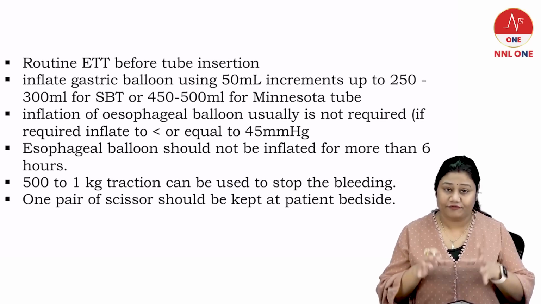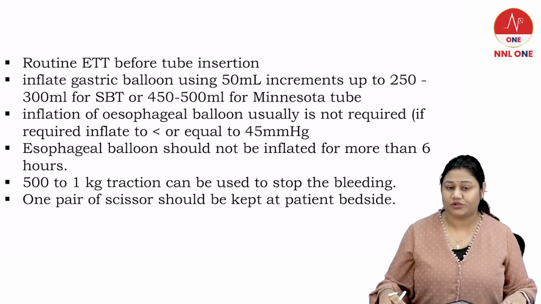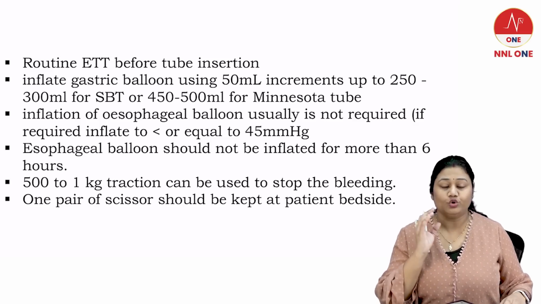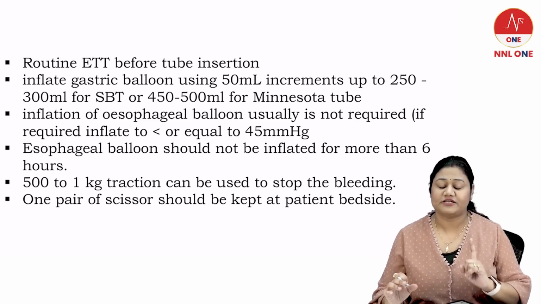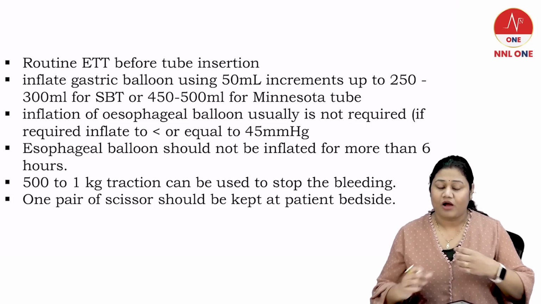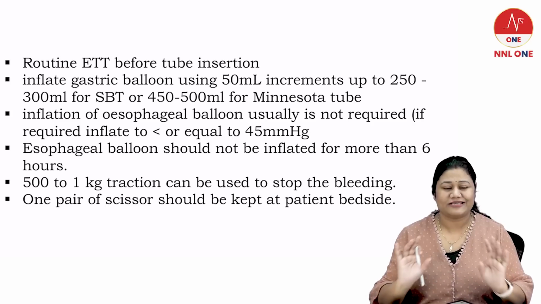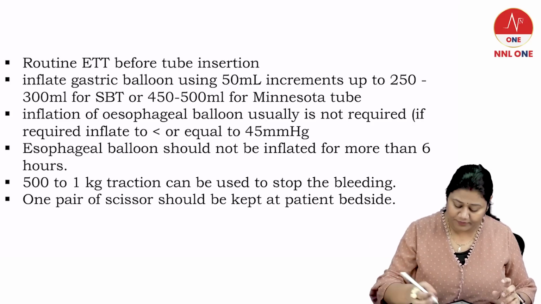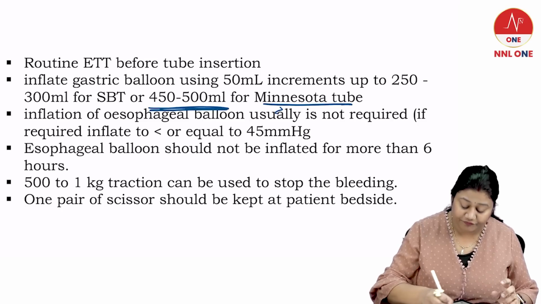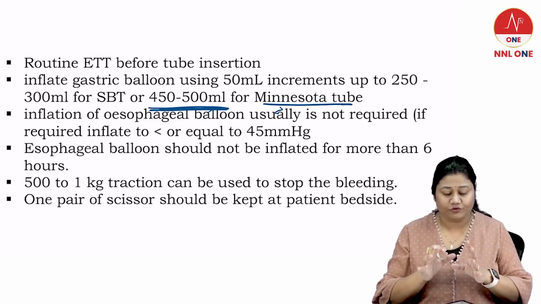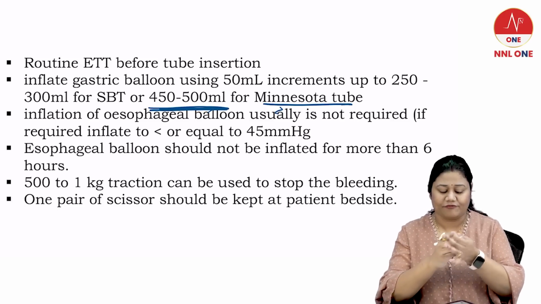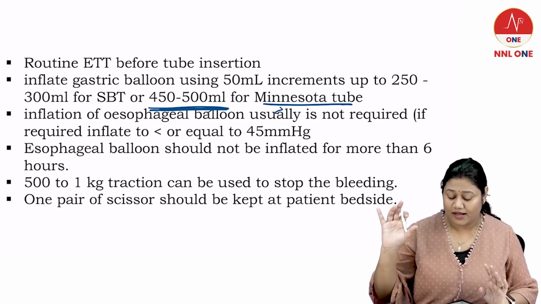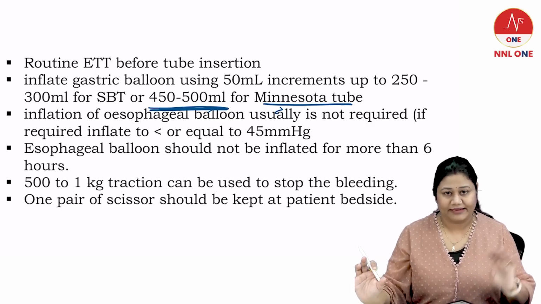Let us quickly revise. Where you are inserting this Minnesota or SB tube, in case the patient is having esophageal varices, do not inflate the esophageal balloon. Always first go with the gastric balloon. We use air. With the help of air you will inflate the gastric balloon. What will be the volume? In case of Minnesota it is 450 to 500 ml. First you have to use a 50 ml syringe, take 50 ml air, inflate the gastric balloon with 50 ml air, then do an x-ray to confirm that everything is fine.